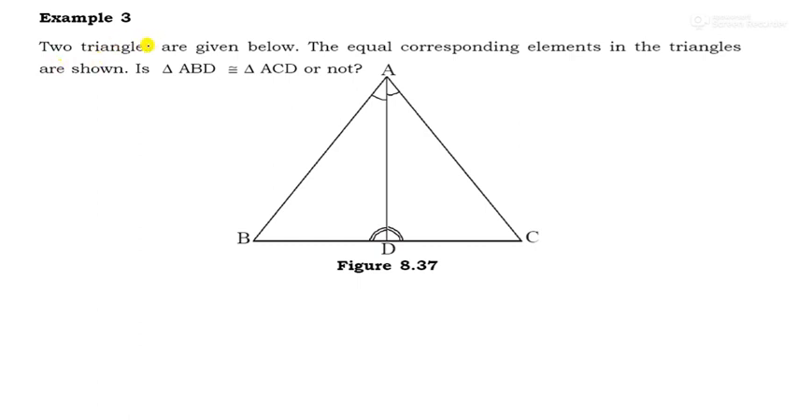Now come to example 3. Two triangles are given below. The equal corresponding elements in the triangles are shown in the figure. Triangle ABD, is it congruent to triangle ACD? Are these congruent or not? First of all, you can check here.